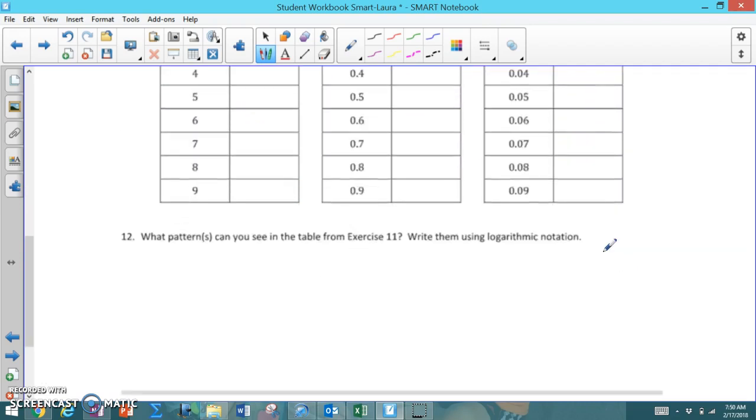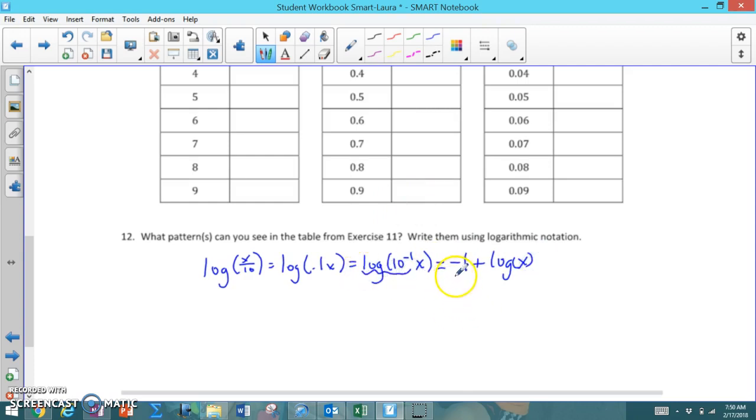So these tables allowed us to look for patterns again, and once again this time we found that the log of x over 10, so table 2, which I'm going to write all 3 ways, is the same as log of 0.1x, which is the same as log of 10 to the negative 1 times x. Every single one of those times we took the negative 1 and we added the log of x. And again, if we think about this part, 10 to the log base 10 of 10 to the negative 1, we do get negative 1. So what that shows us is it does work with negative exponents as well.